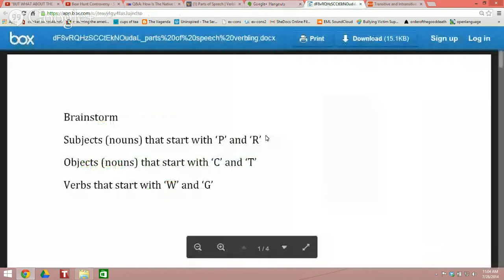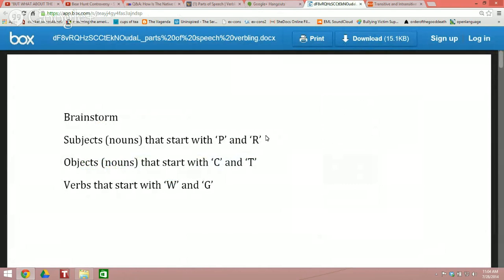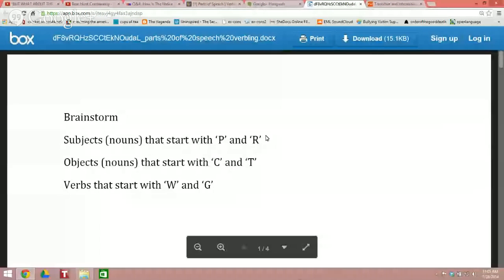So a subject with P could be Penelope, like a name, or it could be people, or it could be something like pocket. Ones that start with R would be rhino, or rights, or Rudolph the Red-Nosed Reindeer.